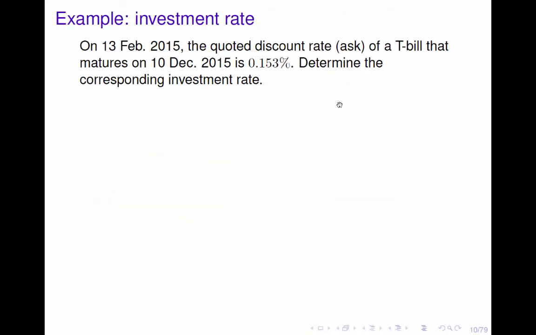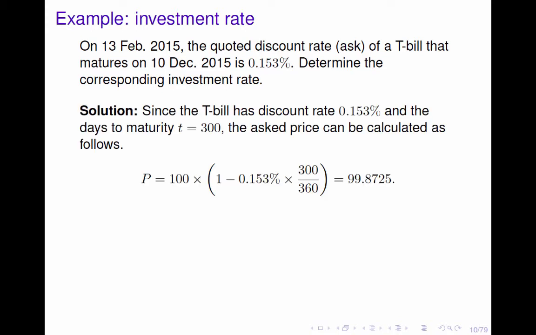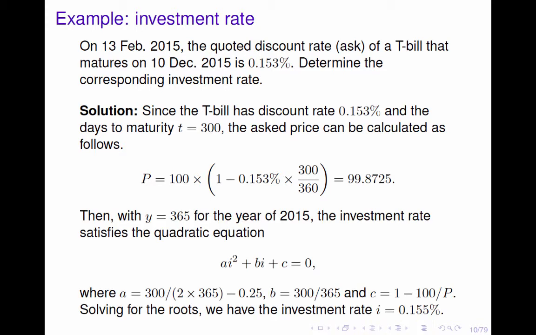Now let's give the details of how to obtain the investment rate of the T-bill with 300 days to maturity, given the quoted discount rate is 0.153%. First, we can calculate the dollar price P from the discount rate. Then, with the exact number of days for the year 2015 being 365, the investment rate satisfies the following quadratic equation, where the coefficients A, B, and C can be obtained based on the formula derived in the previous slide. Solving for the roots, we have I equal to 0.155%.